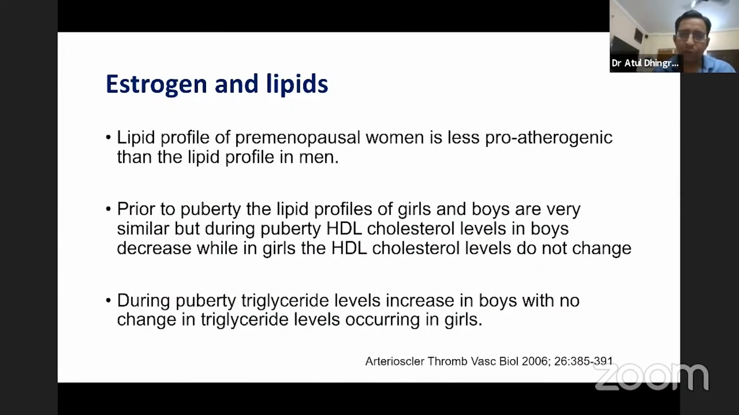Coming to estrogen, we know that premenopausal women have a less pro-atherogenic lipid profile as compared to men.